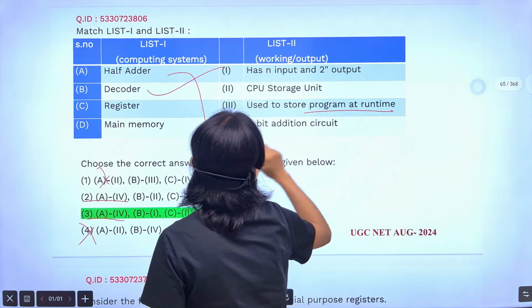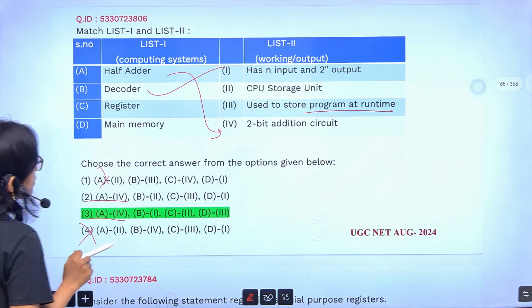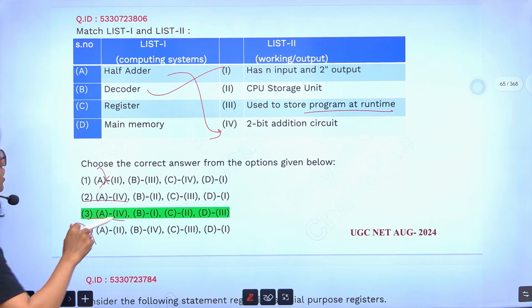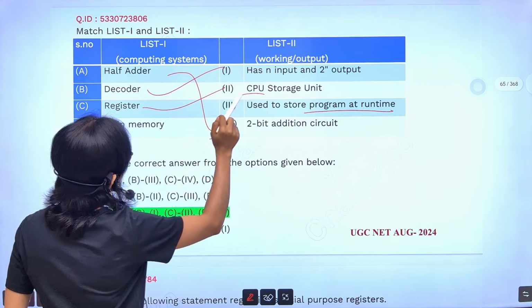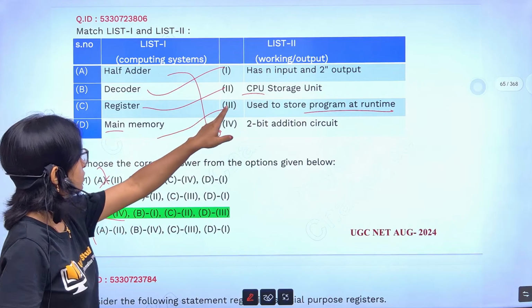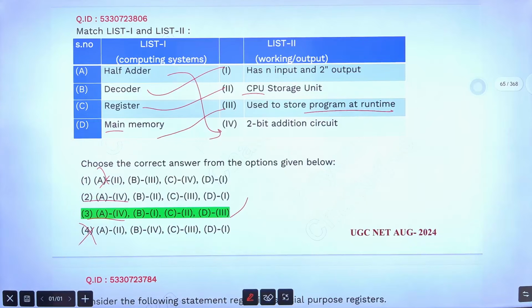Register stores data at runtime, and the other is main memory. So I can get here the CPU storage unit is register. This is the CPU storage unit. And main memory, this one is main memory. So finally your answer is this one.